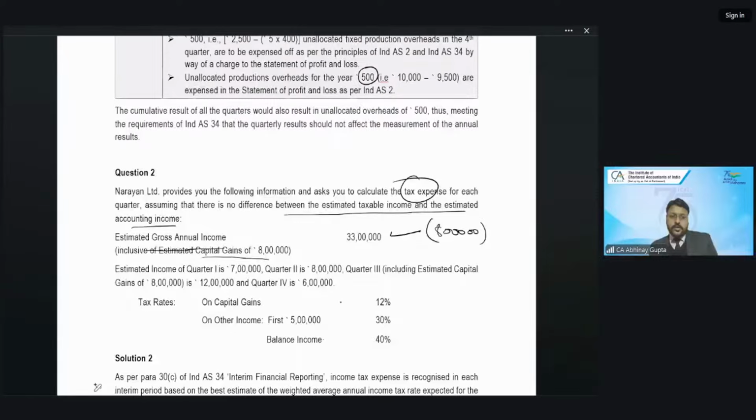Estimated income in Q1 is 7 lakh, Q2 8 lakh, including the estimated capital gains, Q3 12 lakh and Q4 6 lakh, right? So this is how the split is given for each quarter's income. Tax rates: on capital gains 12%, on other income the first 5 lakh at 30%, balance income 40%. Now basis on these tax rates and quarterly income levels, can you compute the tax amount for each quarter you are going to present in your P&L? I'm giving you 5 minutes for this. Please try once.